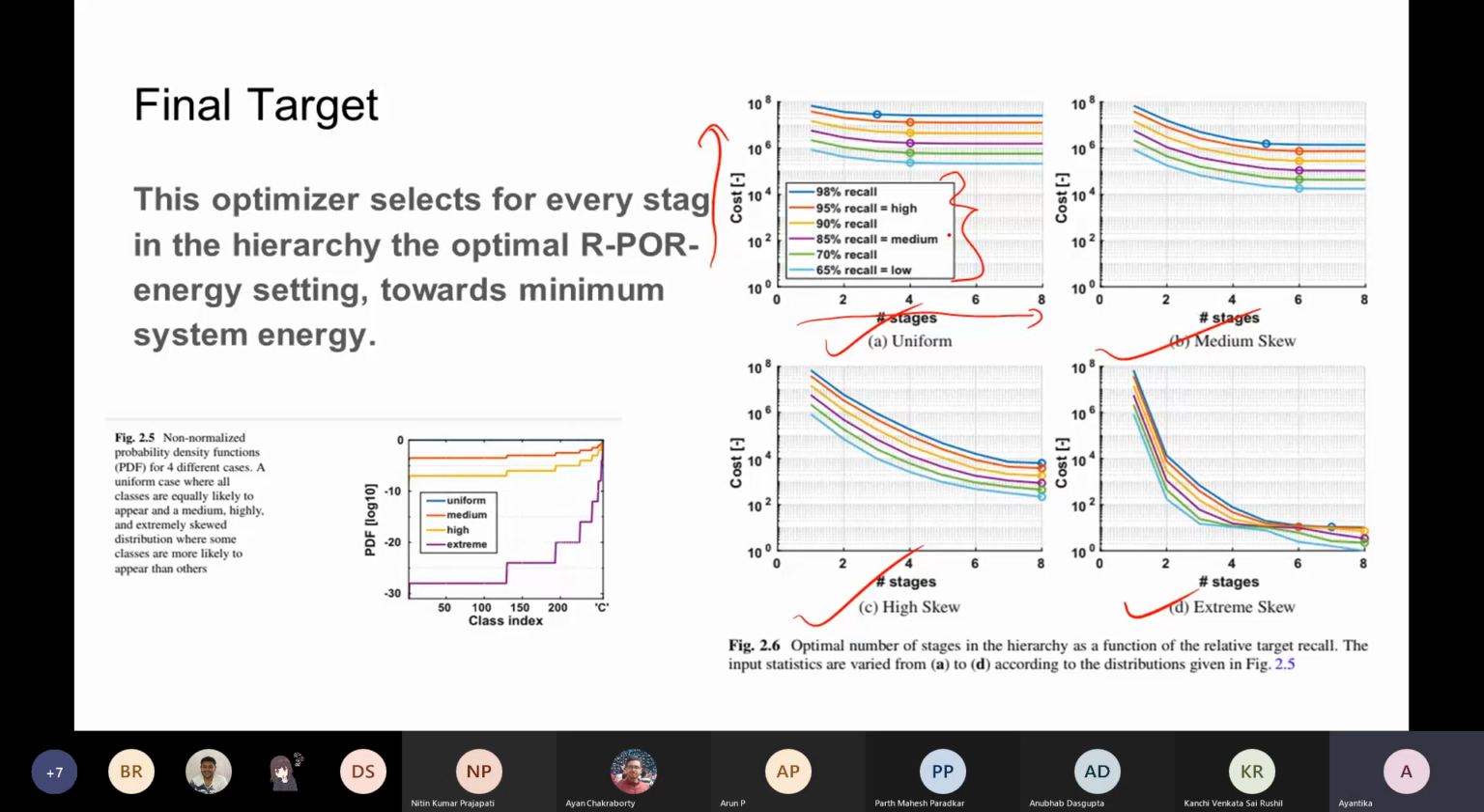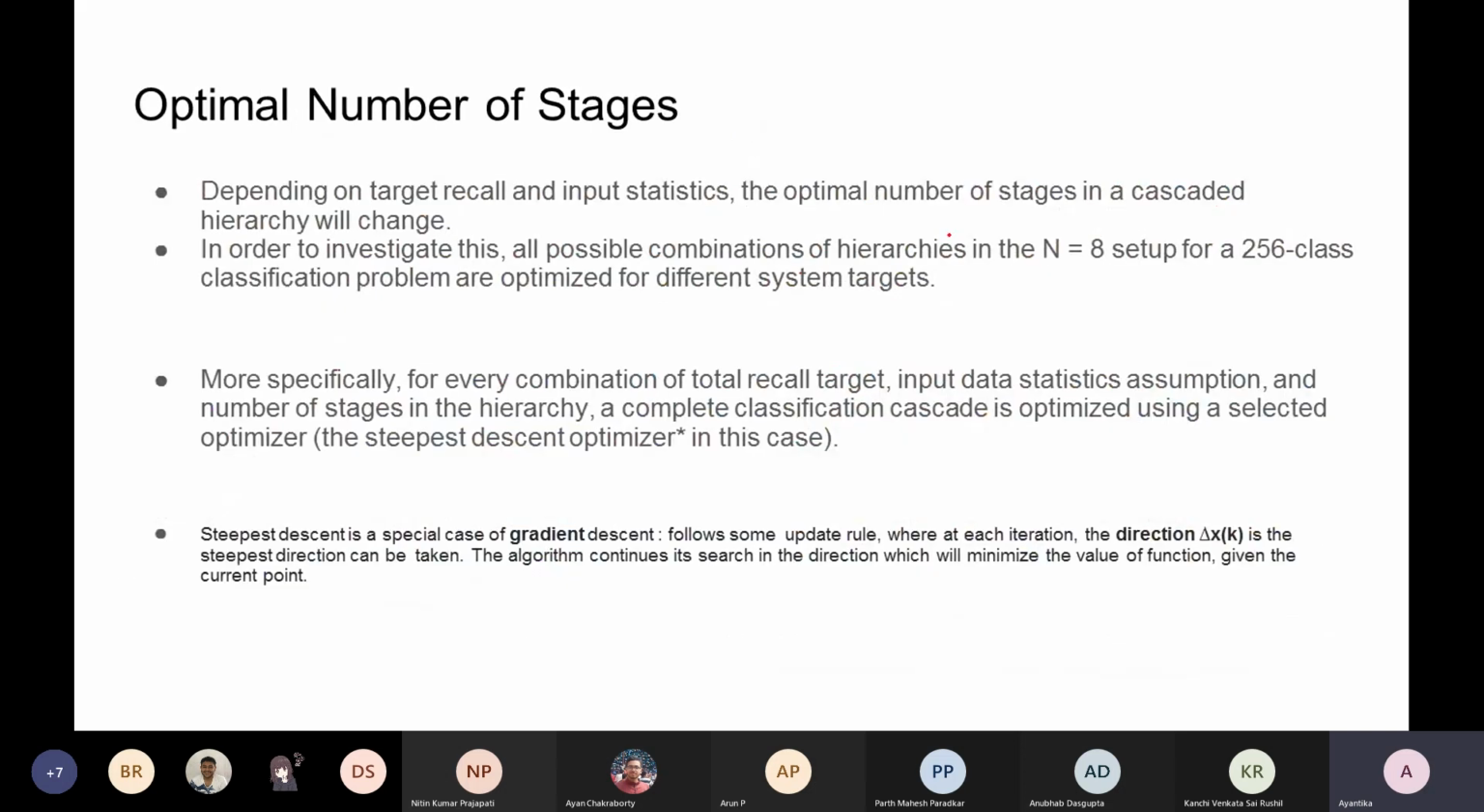So from these experiments, it was inferred that not only the number of computations, but also the input data statistics is the deciding factor of how many stages will be required, or whether we are actually getting any gain by using this type of cascaded processing or not. So from there we are computing the optimal number of stages. As we told, based on the nature of our input data, we can decide the optimal number of stages.